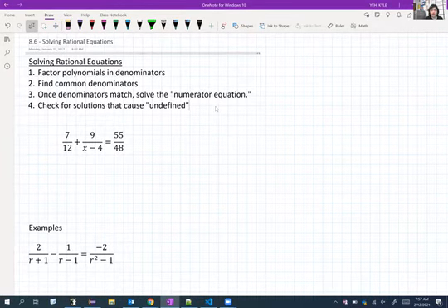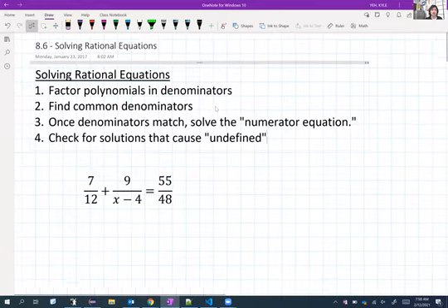Hello, we are going to be going over section 8.6 today, which has to do with solving rational equations. We've worked a lot on how to multiply and divide rational expressions and how to add and subtract them, finding a common denominator. So today we're going to look at actual equations, equal sign and expressions on both sides, and how do we solve them? How do we find an x value that makes the equation true?